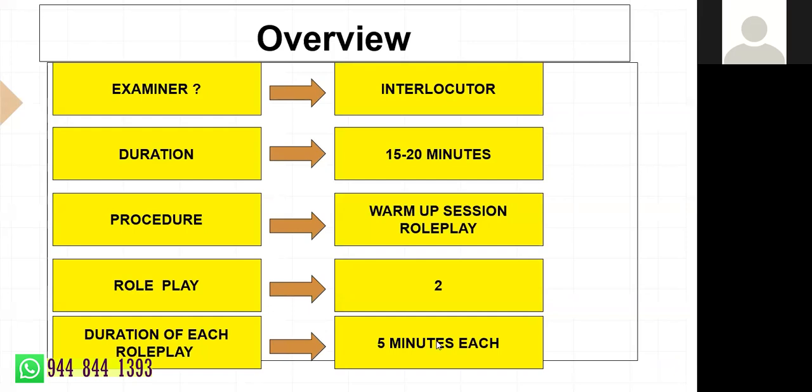I know all of you know this because you have seen the same slides in Father's PPT also. There will be an examiner, or the interviewer, whom we call the interlocutor, and the duration of the total speaking session will be 15 to 20 minutes. The procedure has mainly two sessions. The first one is the warm up session, and the second one is the role play, the real examination. There are two role plays for each candidate, and they will take 5 minutes for each one.